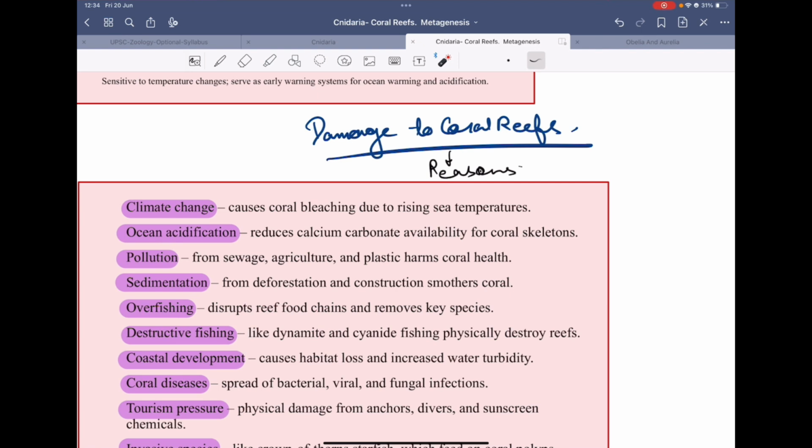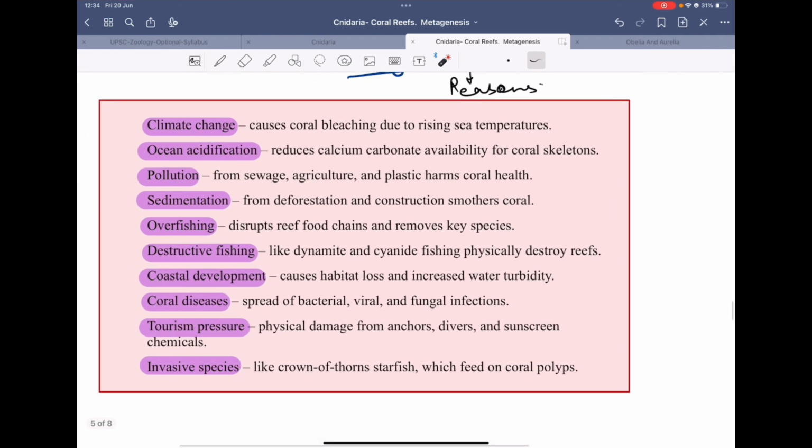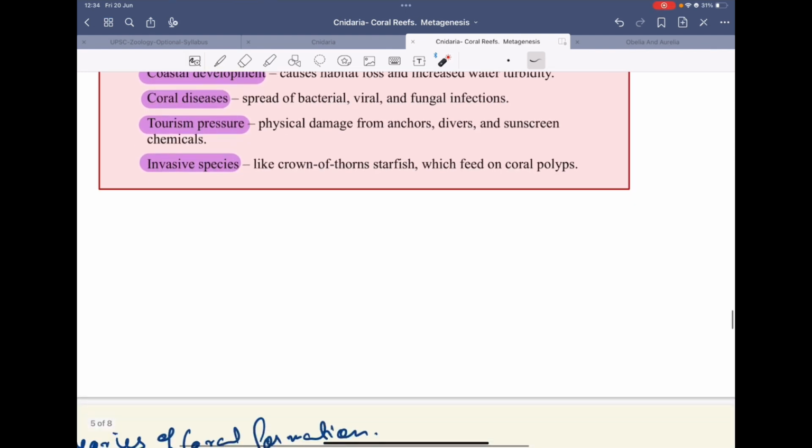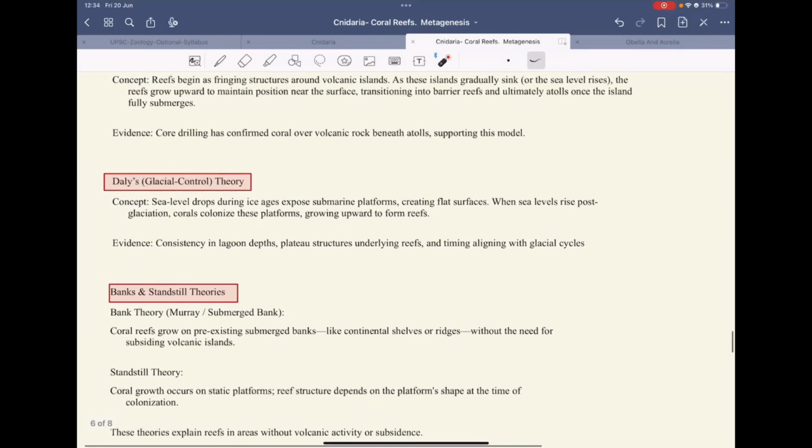Then pollution is caused by sewage, agriculture, plastic and other harmful substances. Sedimentation occurs. Sedimentation means that the sediments from the forest and the coastal areas come and get deposited on the coral reefs. Overfishing causes a problem. There is destructive fishing, coastal development, even coral diseases. There are certain bacterial, viral, fungal diseases. There is pressure of tourism. Invasive species cause problems. So these are the issues that the coral reefs face.